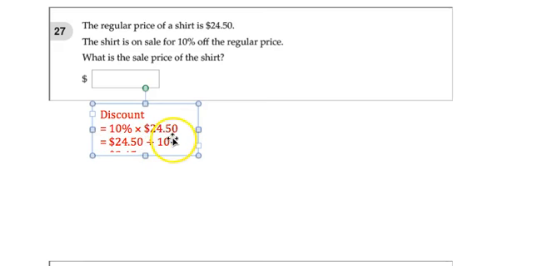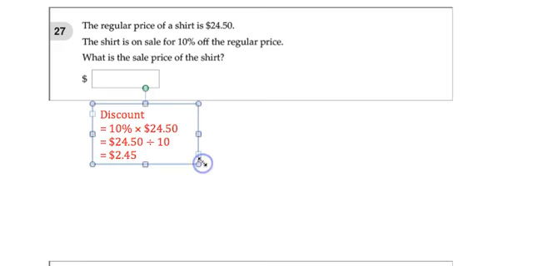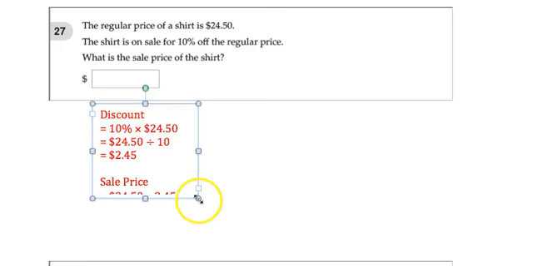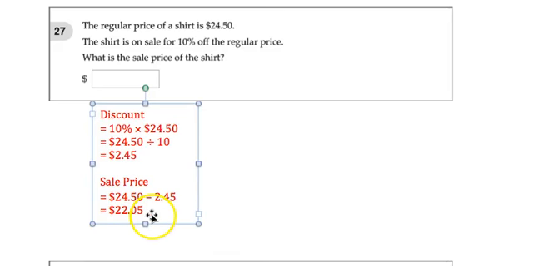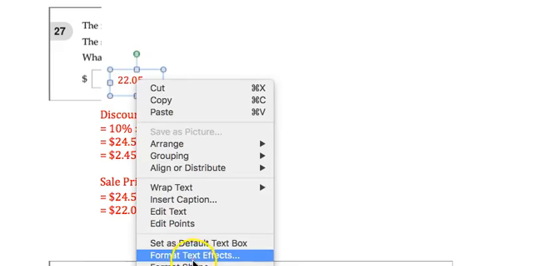So we've got $24.50 divided by 10. Now to divide by 10, you're making it 10 times smaller, so we move the decimal place back 1 place. So $24.50 divided by 10 is $2.45. So that will be the discount off the shirt. So you don't pay $24.50. You will pay $24.50 take away $2.45, which is $22.05.